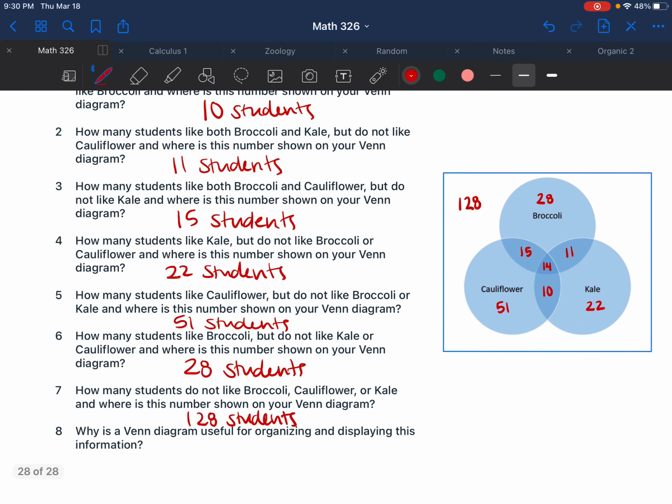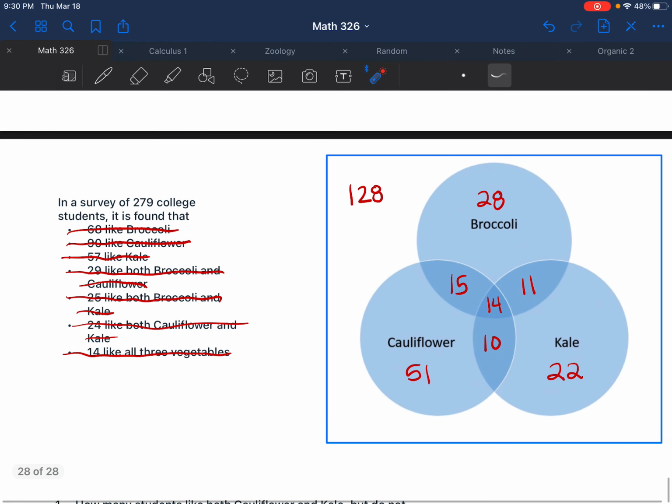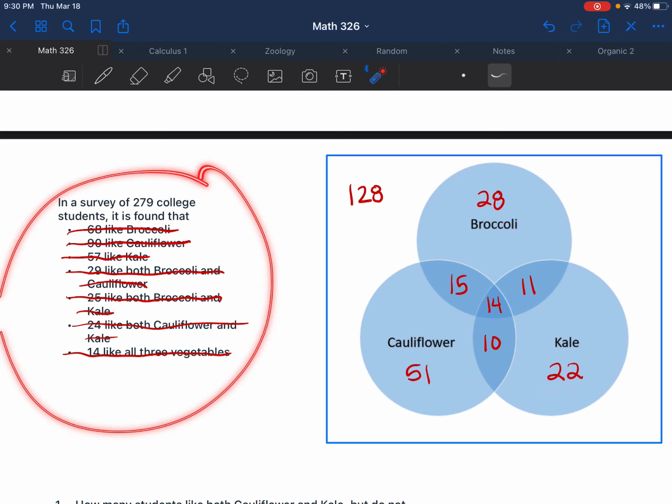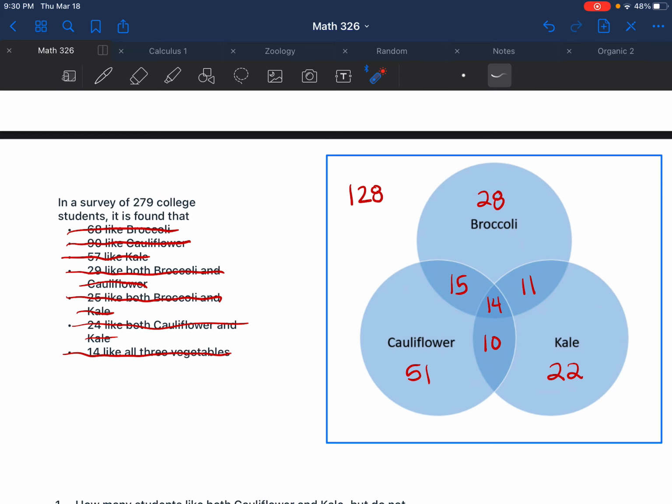Last question, why is a Venn diagram useful for organizing and displaying this information? Well, it's way easier for us to, A, visually picture the data that we were given. Like, if I scroll back up here, I would rather look at this to organize my data than a list like this, right? It's more visually pleasing. It's easier to take in. And it's just a good way to look at all of your information at once.